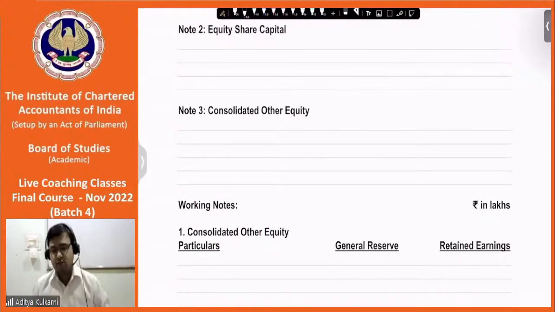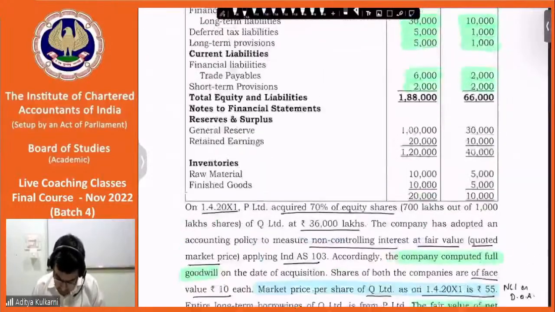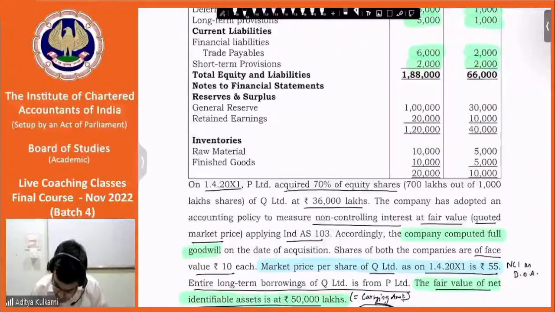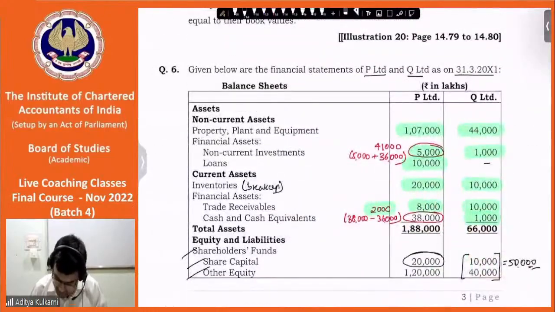Now the next note. These are consolidation notes. These are not your working notes. So the next note is equity share capital. Whose equity capital will come? Equity capital of the parent is going to come here. Are we given the denominations? Yes, shares of both the companies are of face value ₹10. Parent's equity is 20,000, that means 2,000 lakh equity shares of ₹10 each, fully paid.